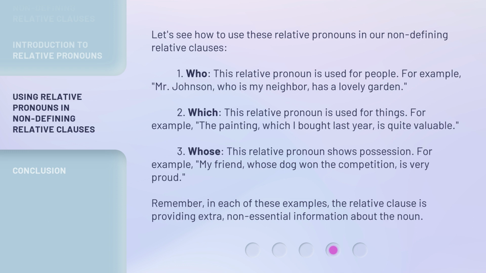2. Which. This relative pronoun is used for things. For example, the painting, which I bought last year, is quite valuable. 3. Whose. This relative pronoun shows possession. For example, my friend, whose dog won the competition, is very proud. Remember, in each of these examples, the relative clause is providing extra, non-essential information about the noun.